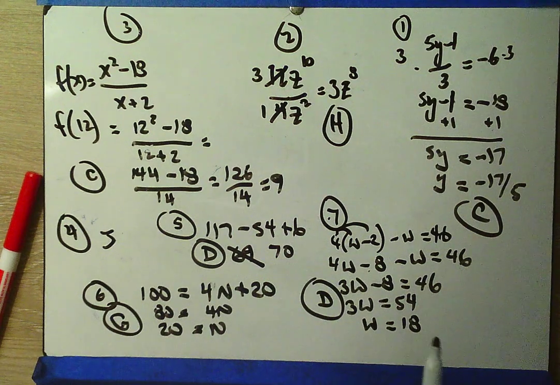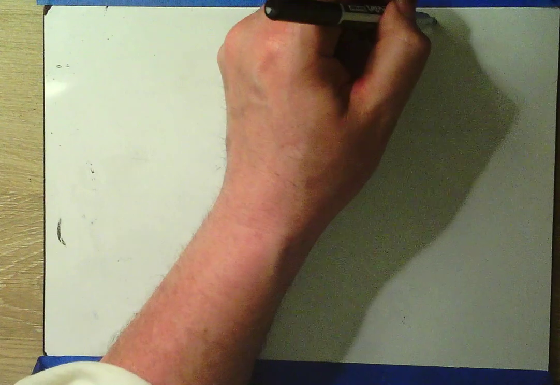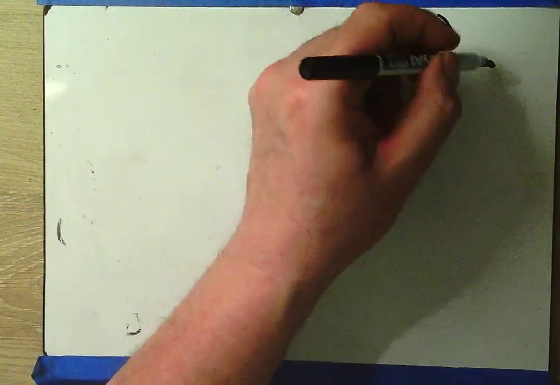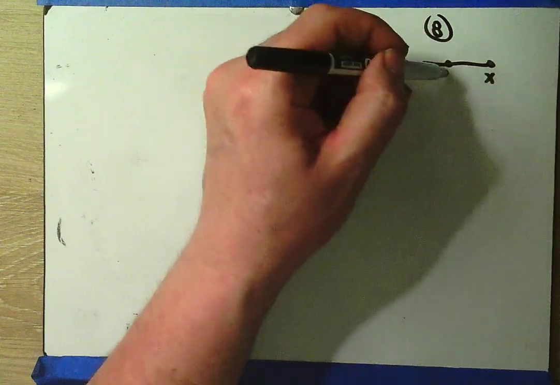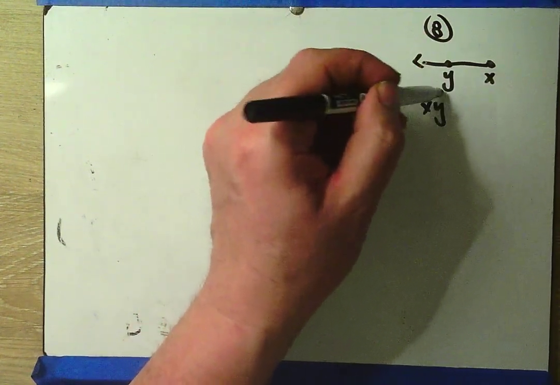Okay, let's take a look at problem number 8. 6 points appear on the number line in the order shown below. Which ray does not contain WX? Okay, so remember, when we name a ray, we name it starting with its endpoint and one other point. So XY would be ray XY.